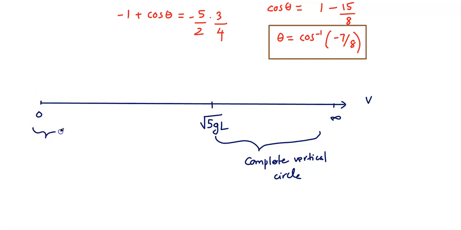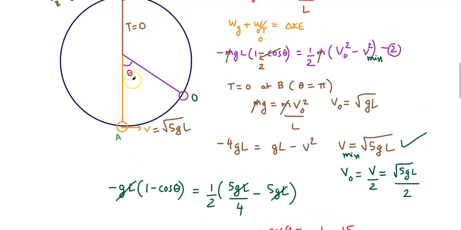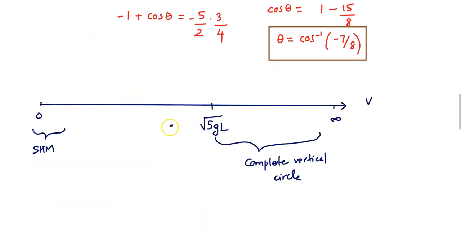For extremely low speeds, it is going to execute simple harmonic motion. Extremely low speeds, amplitudes really small, where it's just oscillating here, at an amplitude of 5 degrees or something. So that's going to be simple harmonic motion.